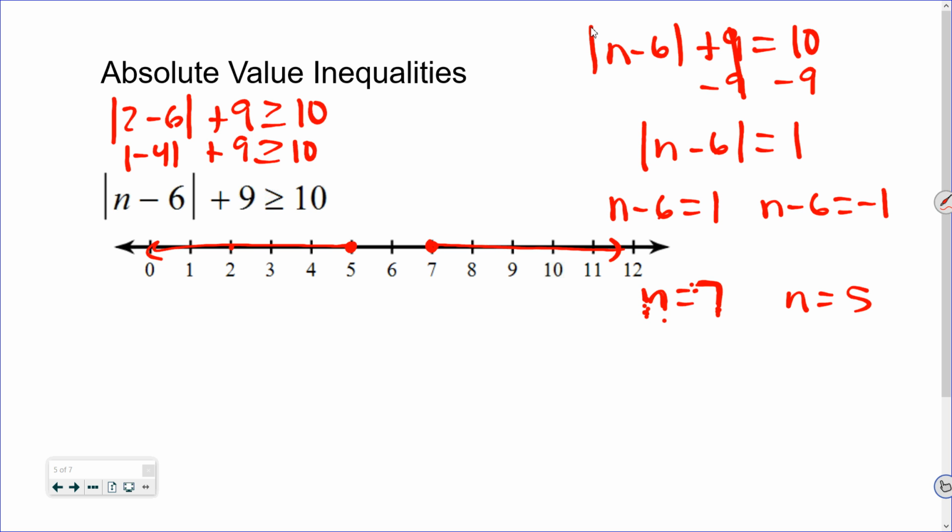The way you write the answer, we're just going to use interval notation here, is we'd say it starts at negative infinity and goes to 5. And then it starts again at 7 and goes to infinity, using interval notation.